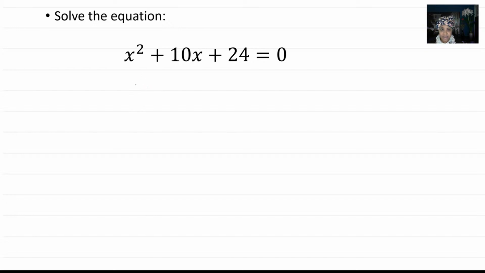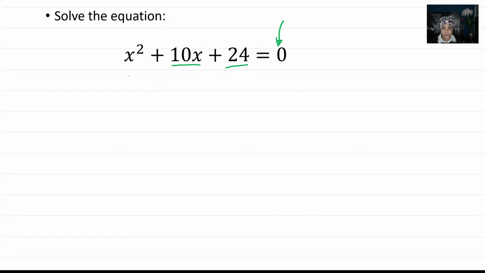We need to factorize before we can solve. One side is already 0, so we don't need to rearrange or anything. We just need to factorize. Okay, we need to look at the constant, and we need to look at the coefficient of x. What does coefficient mean? It's the number that is next to the variable. The variable, remember, is x. The coefficient of x is 10. What is the coefficient of x squared, guys?